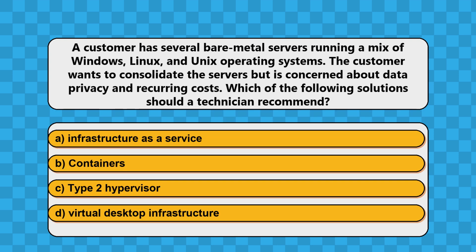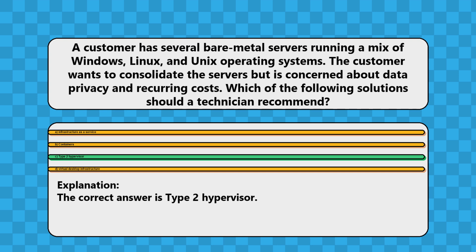Question 42. A customer has several bare metal servers running a mix of Windows, Linux, and Unix operating systems. The customer wants to consolidate the servers but is concerned about data privacy and recurring costs. Which of the following solutions should a technician recommend? Option A, infrastructure as a service. Option B, containers. Option C, Type 2 hypervisor. Option D, virtual desktop infrastructure. The correct answer is option C, Type 2 hypervisor.